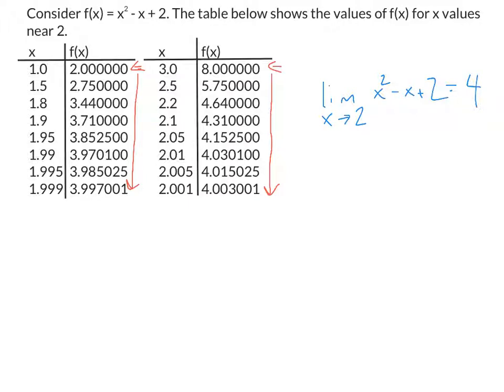To restate what we were saying before, as the x values we choose get nearer and nearer to the value of 2, the y values get nearer and nearer to the value of 4. And if I were to draw the graph of x squared minus x plus 2, I'll have the point (2, 4) here, and as we get closer and closer to that value from either side, my y values will get closer and closer to 4. So let's use this to talk about the definition of limits.